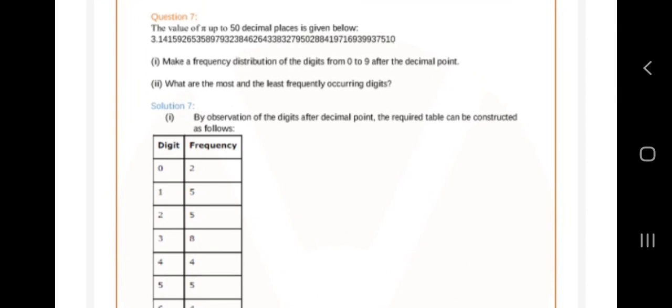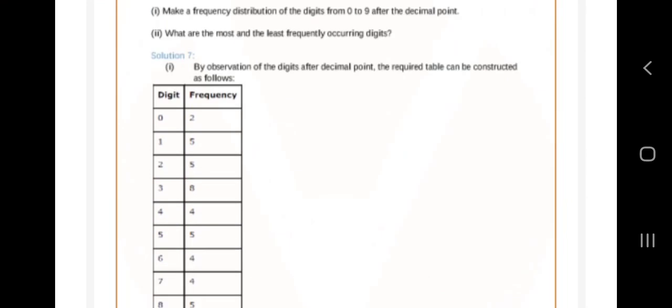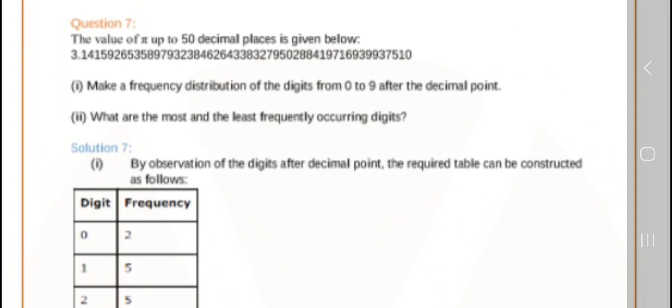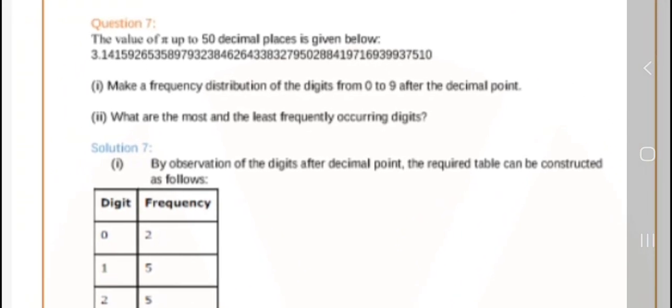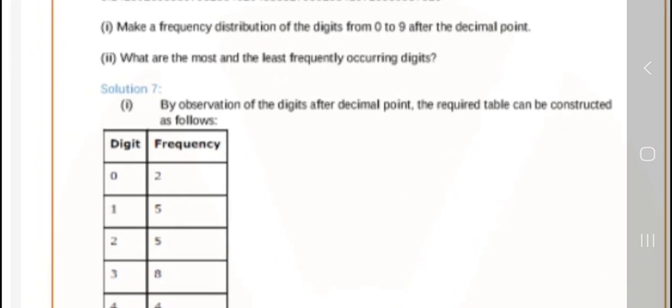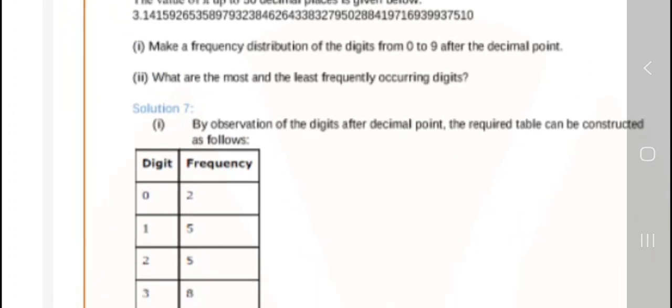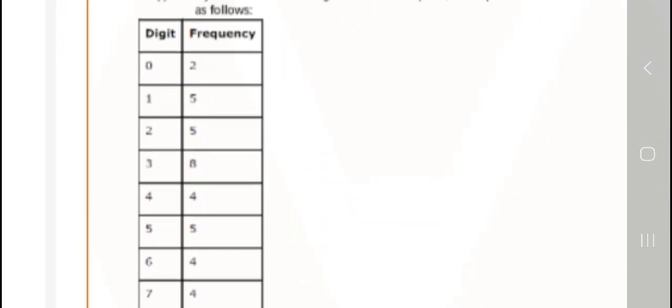Next, here they have given 50 decimal places. We have to write the frequency distribution of the digits 0 to 9 after the decimal point, and find the frequency. So we write 0 to 9. The digit 0 has frequency 2. See here, only 2: here 10, 502 and here 510, there are only 2. Then for 1, you have to calculate: how many 1s they have given, 5. For 2, they have given 5 times. For 3, they have given 8 times. And 4, 4 times.